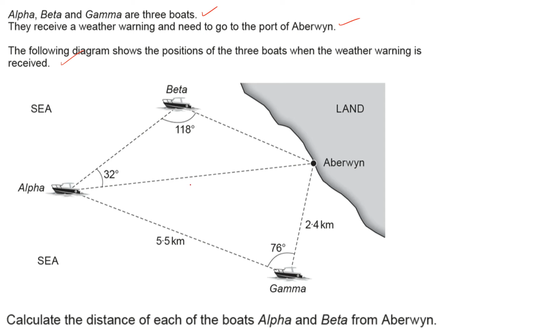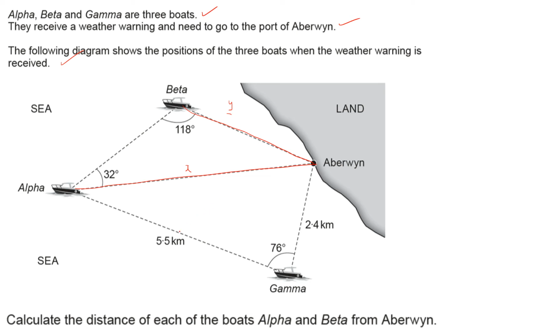Okay. So I definitely need to know this distance here. This distance here needs to be known. So I might call this one X. And beta, I also need this one as well here. I may call this one Y.